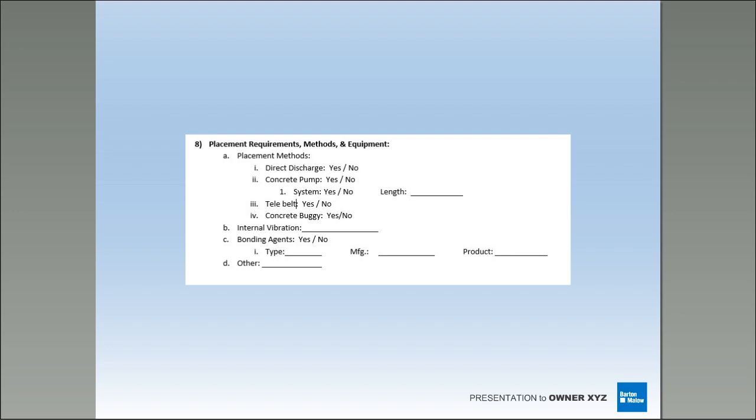Placement requirements. It's good to know how they're placing. If I've got a big slab job, I want to direct discharge every chance possible because it's coming out of the truck. I don't have a secondary piece of equipment. If I have to use a concrete pump, I've got to get into different types of aggregates. I've got to add in some different admixtures to make my pumpability a little bit easier, especially on slab on grade. You can get some cream pockets. You can get some things happening. So I like direct discharge.